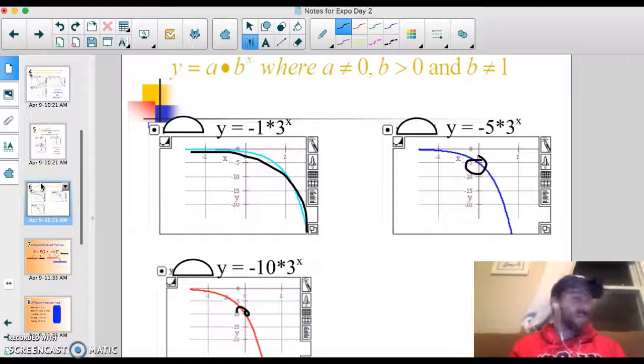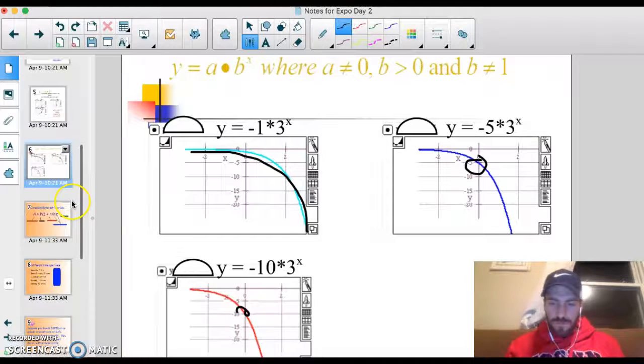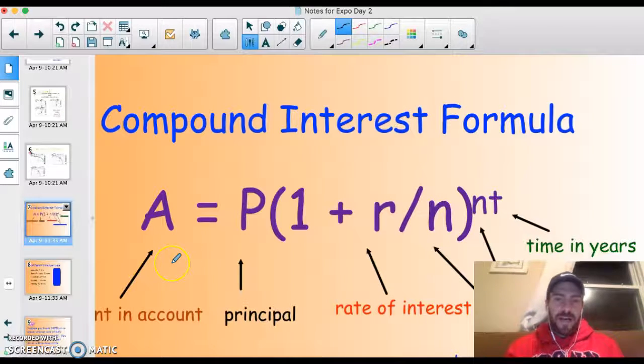Pretty easy. So you should have filled out that first table. It's a quick review of what we did last time, just looking more at the graph. Again, if you ever forget any of that, you could just plug in a table of values and figure out all those answers. So now we're going to look at compound interest.